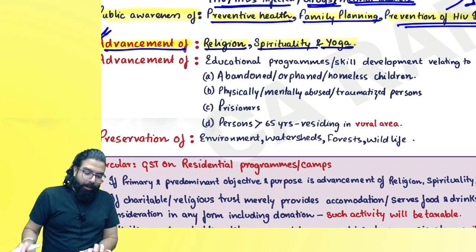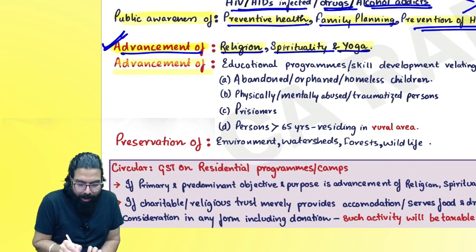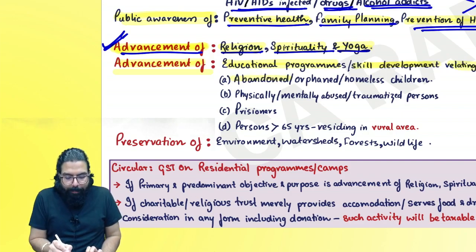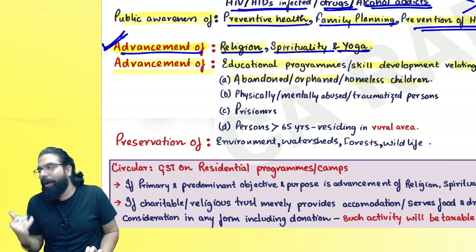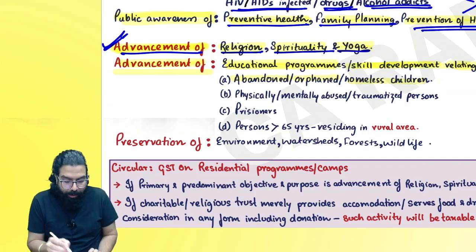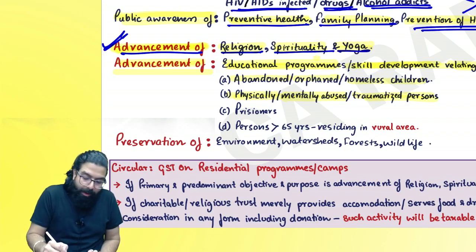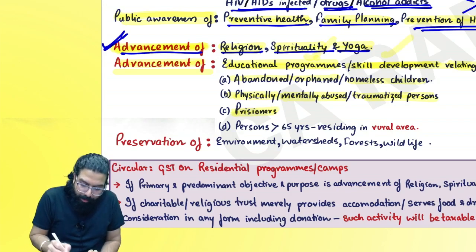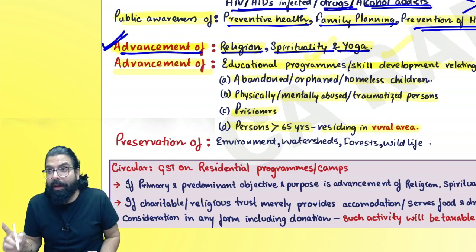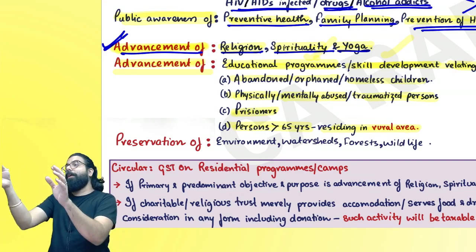Are we clear, everyone? Now, the next one over here is, if you are doing a charitable activity, which is what, everyone? Advancement of educational program, skill development program relating to abandoned, orphan, homeless children, you are doing a good deed. You are going ahead and doing an educational program or skill development program for whom, everyone? For physically, mentally abused, traumatized persons. Or for prisoners or persons greater than 65 years who are residing in rural areas. If you are doing an educational program or skill development program for these people, then you are a charitable institution.